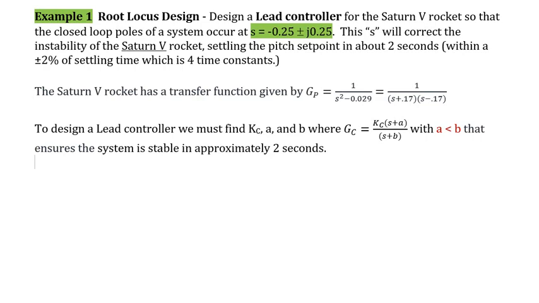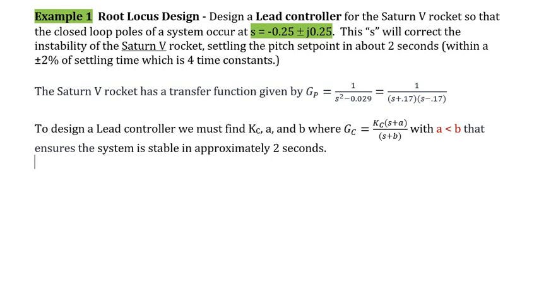You'll see that the plant, which is the Saturn V rocket, is equal to 1 over s squared minus 0.029, which is 1 over (s plus 0.17) times (s minus 0.17). We've already seen the pole-zero plot for that, and we know that it has a pole to the left of the imaginary axis and a pole to the right of the imaginary axis. So we've got to find a lead controller that not only makes the system stable but also settles it down.